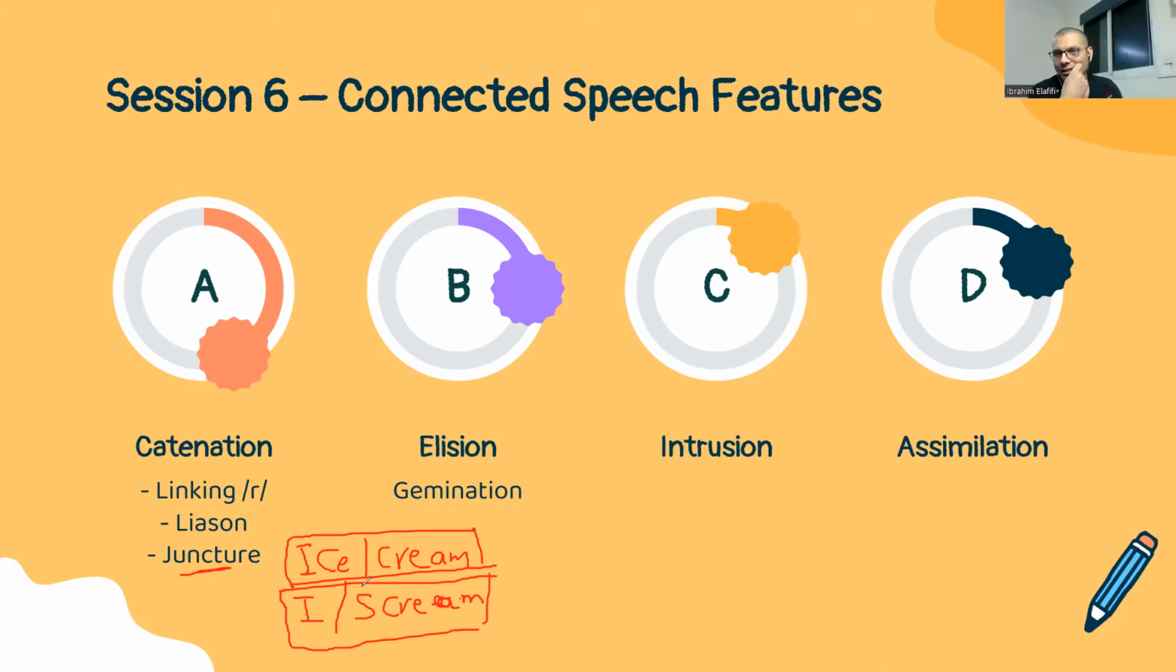Which one? "My train" and "might rain." So this is juncture. We're going to do that and we're going to practice.